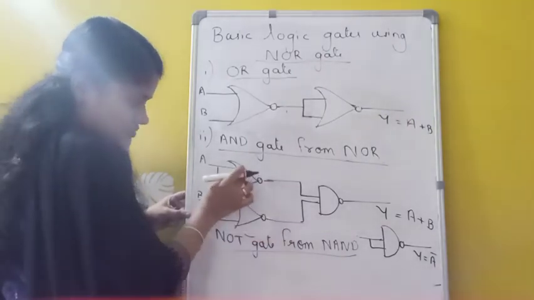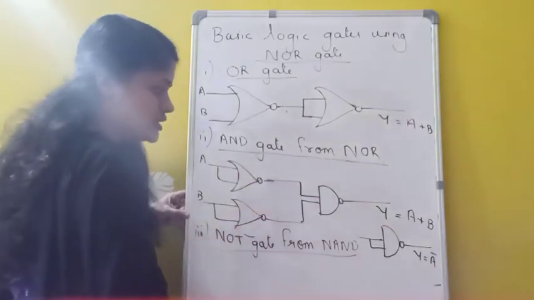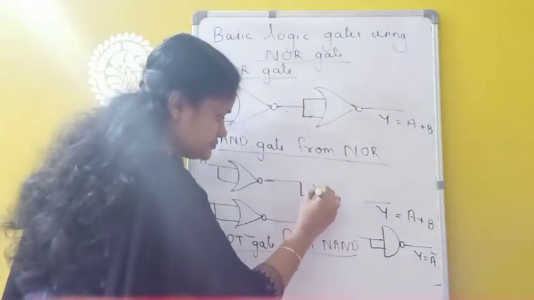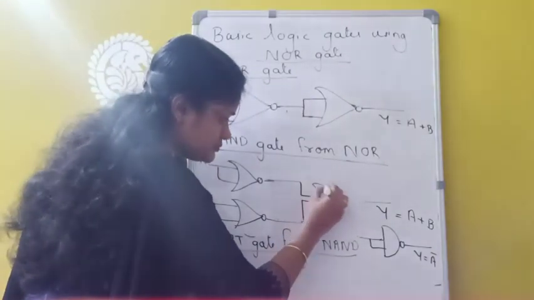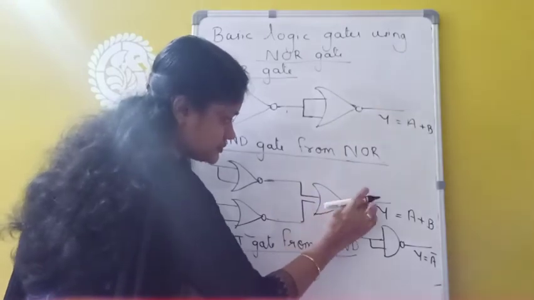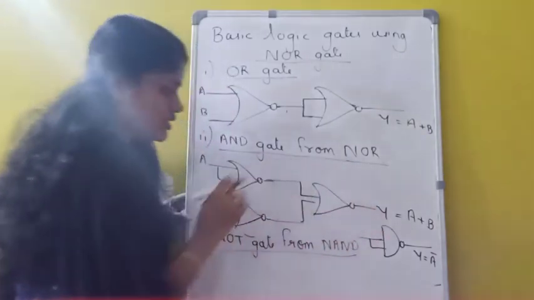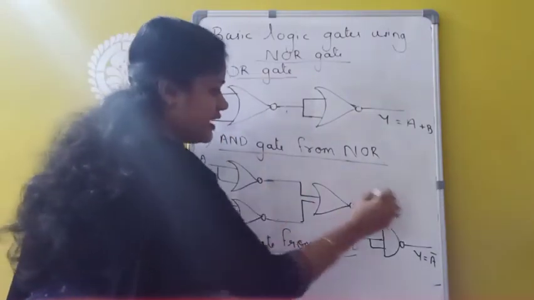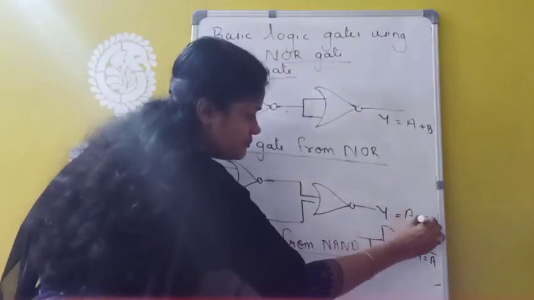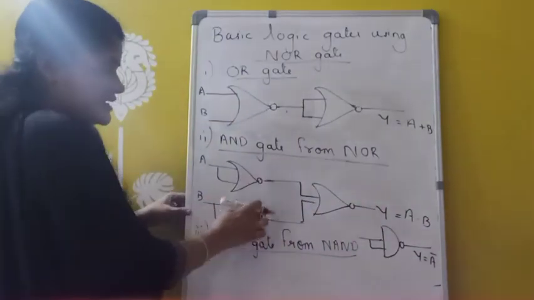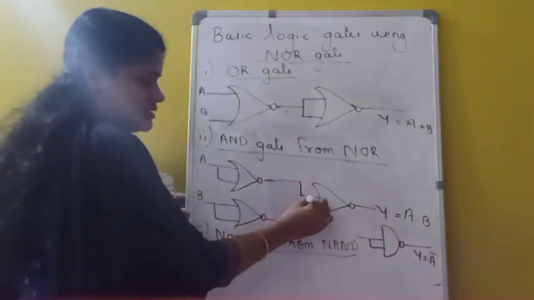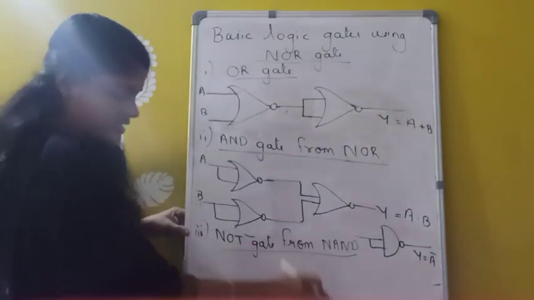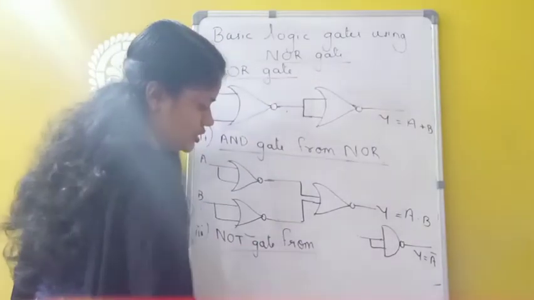And the outputs of these two NOR gates are connected to another NOR gate. Then what is the final answer we will be getting? So we will be getting the AND gate, A dot B. Okay. So using 3 NOR gates we can derive the AND gate. Now last one, NOT gate from which one? NOR gate.